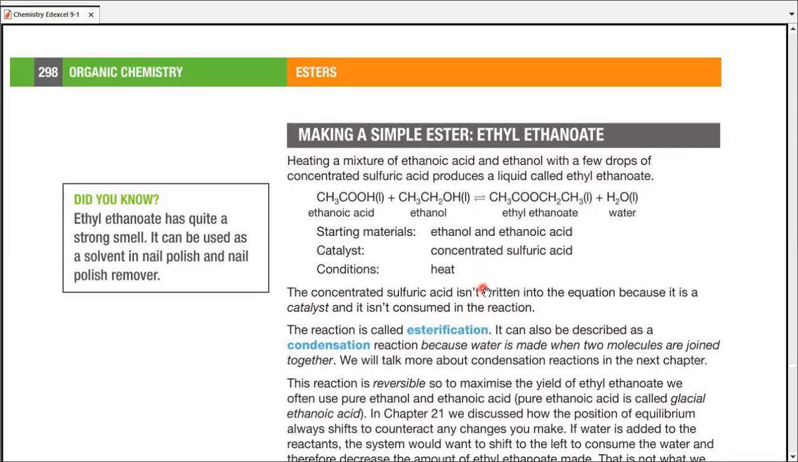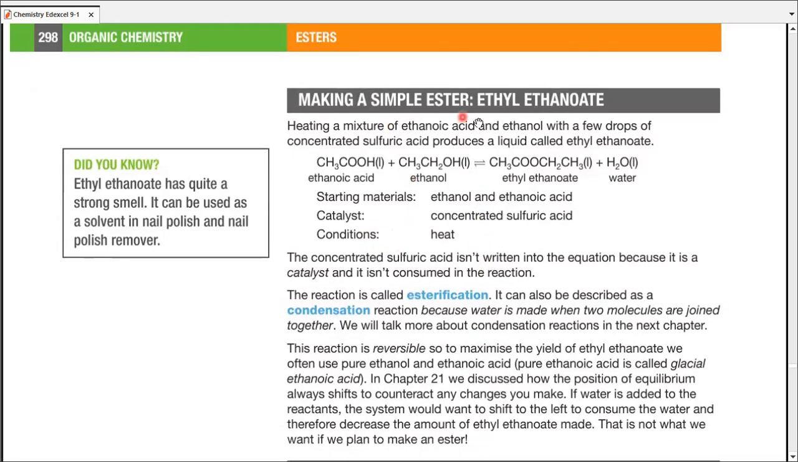Now, we're not learning their naming and structures before any of their formation techniques. Why? We're doing that since the naming technique and the formulations are going to largely depend upon how they're made. So it's really good if you understand how they're made first and their structures and naming techniques after. So we're going to start making a simple ester, that is ethyl ethanoate. Now, it has quite a strong smell. It can be used in solvents as in nail polish and nail polish removers. So how do we make it?